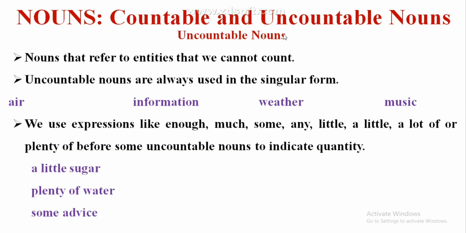Uncountable nouns are the nouns that refer to entities that we cannot count. They are always used in singular form. Example, air, information, weather, music. We use expressions like enough, much, some, any, little, a lot of, or plenty of before some uncountable nouns to indicate quantity. Example, a little sugar, plenty of water, some advice.